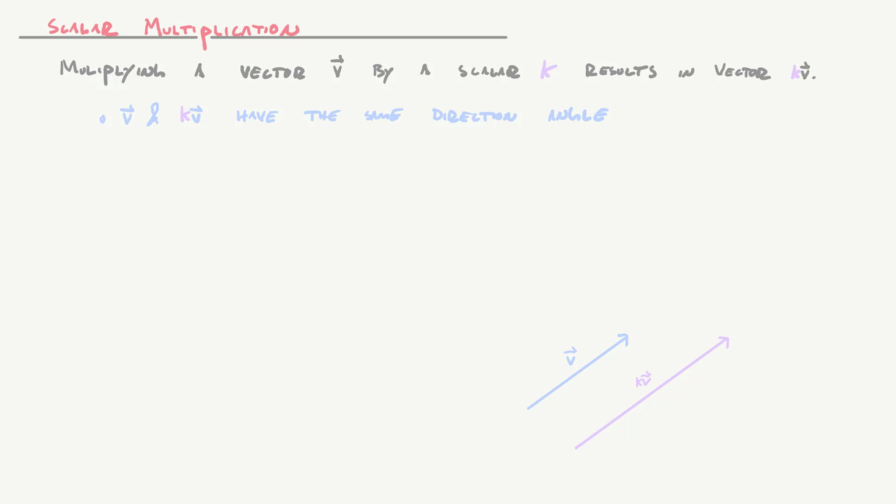So a couple of facts here, I think there's 3. Vector v and k times vector v have the same direction angle. So scalars do not change the direction of your vector. They only change your magnitude. But this is only true if k is bigger than 0. Because if k is negative, then k times the vector actually would have an opposite direction angle because you're flipping it around. So do keep that in mind.